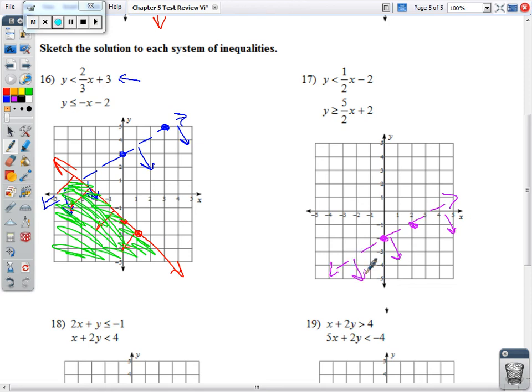All right, the next one, we have a y-intercept of +2, a slope of 5 over 2. Well, if I go up 1, up 2, up 3, up 4, up 5, I'm off the graph. So I can rise 5 and go to the right 2, or I can go down 5 and to the left 2. Same thing. So I'm going to go down 5 and to the left 2. This one is not strict, so it's going to be a solid line. All right? And because it is greater than, we're shading above it. So we can see here that we have a very, very small solution set that exists right down here at the bottom.